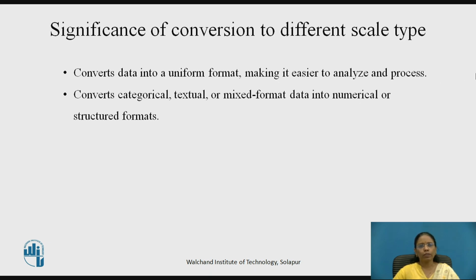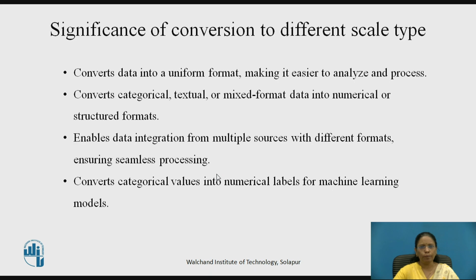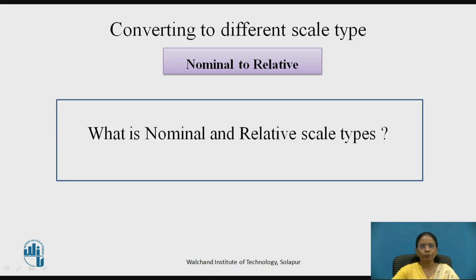We can convert categorical and textual data or mixed format data into numerical or structured format, because analysis is possible when the data is available in numerical format. In such cases, we can convert the categorical and textual data into numerical format. It enables data integration from multiple sources in different formats and ensures seamless processing, and converts categorical values to numerical labels for machine learning models. So different conversions are possible.